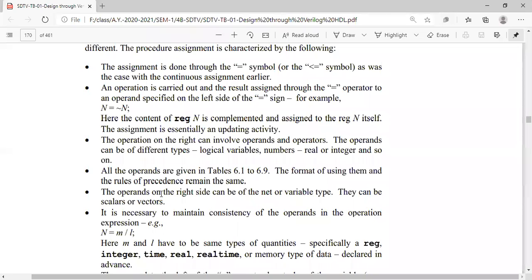So the operands on the right hand side can be a net or a variable type. They can be scalars or vectors. It is necessary to maintain consistency of the operands in the operation expressions, right? So here n is equal to m by l, where m and l have the same type of quantities, such as registers or integers or time, real time.